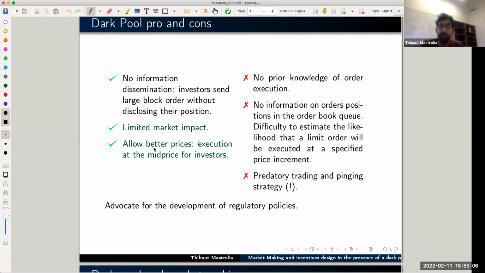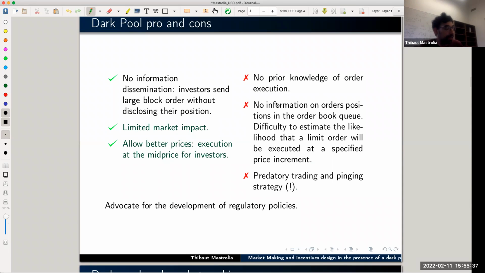Because on the dark pool, remember that I told you that we fix the execution price at the mid price. The mid price is perfect for the investors, because if you are executed at the mid price, you are executed at the best bid among all the best bids and the best ask among all the best asks that you can imagine, at the perfect equilibrium. So for investors, this is good because you are executing at a good price. For market makers, it's good because you can liquidate a large quantity in your investment without disclosing your position.